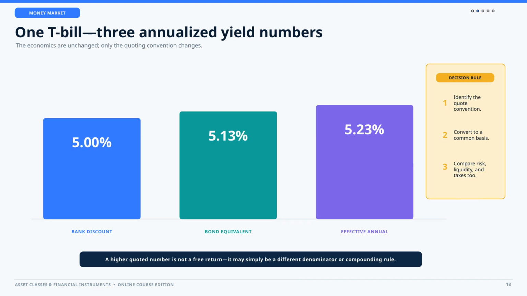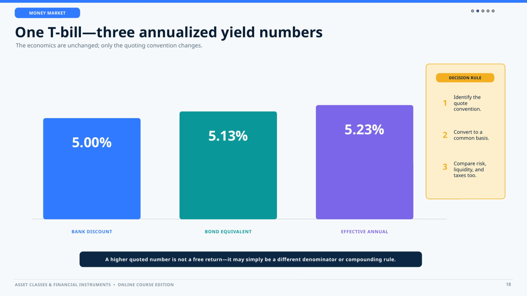The same 90-day Treasury bill produces 3 annualized yield numbers. The bank discount yield is 5%. The bond equivalent yield is about 5.13%. The effective annual yield is about 5.23%. Nothing about the bill's cash flows changed. Only the denominator, day count, and compounding rule changed.